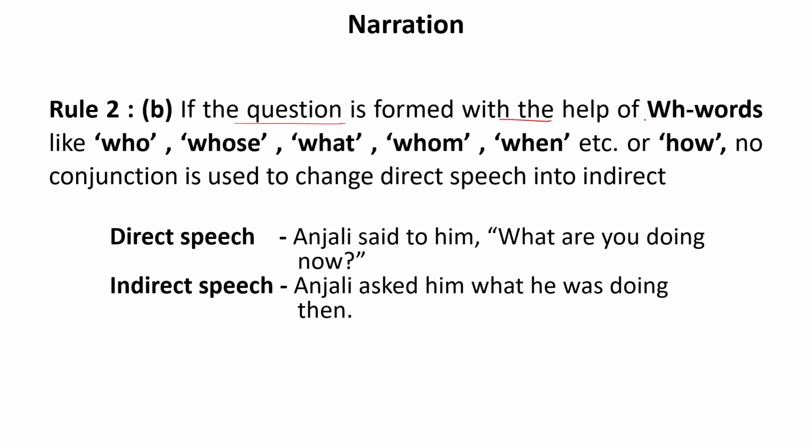If the question is formed with the help of WH words like who, whose, what, whom, when, or how, etc., the conjunction is used to change direct speech into indirect speech. For example, Anjali said to him, "What are you doing now?" So it will be, Anjali asked him what he was doing then. So "now" converts into "then". This we have already read. So these are the rules that we have already read. If we have to convert an interrogative structure into indirect speech, we should keep these things in mind. We have to be very careful about the changes.